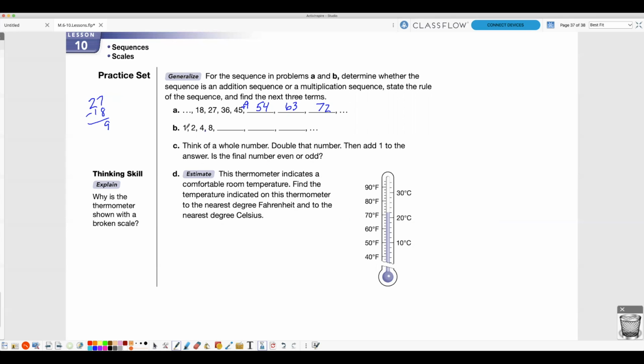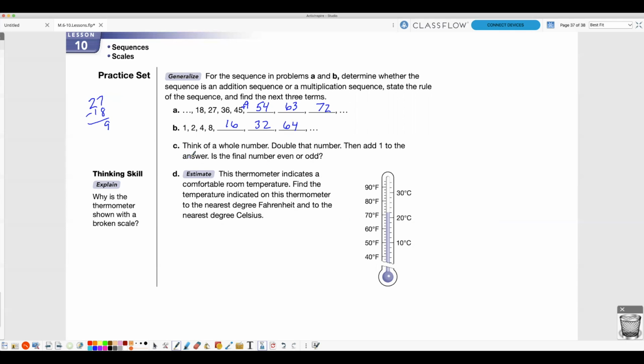On letter B, it looks like it's a multiplication sequence. Go ahead and answer that one. So it goes 1 times 2 is 2, 2 times 2 is 4, 4 times 2 is 8, 8 times 2 would be 16, 16 times 2 would be 32, and 32 times 2 would be 64.